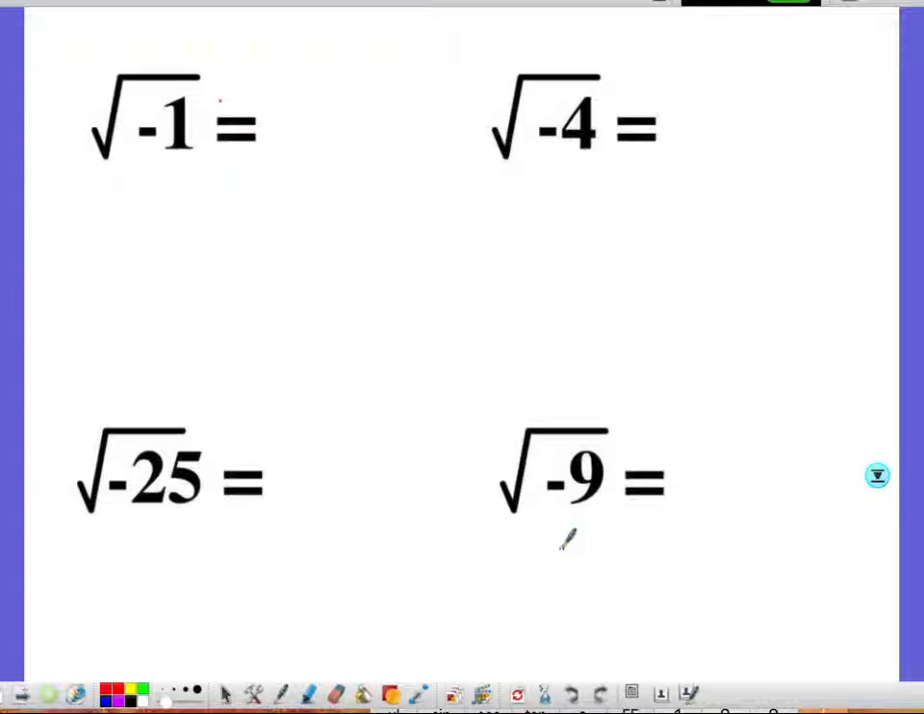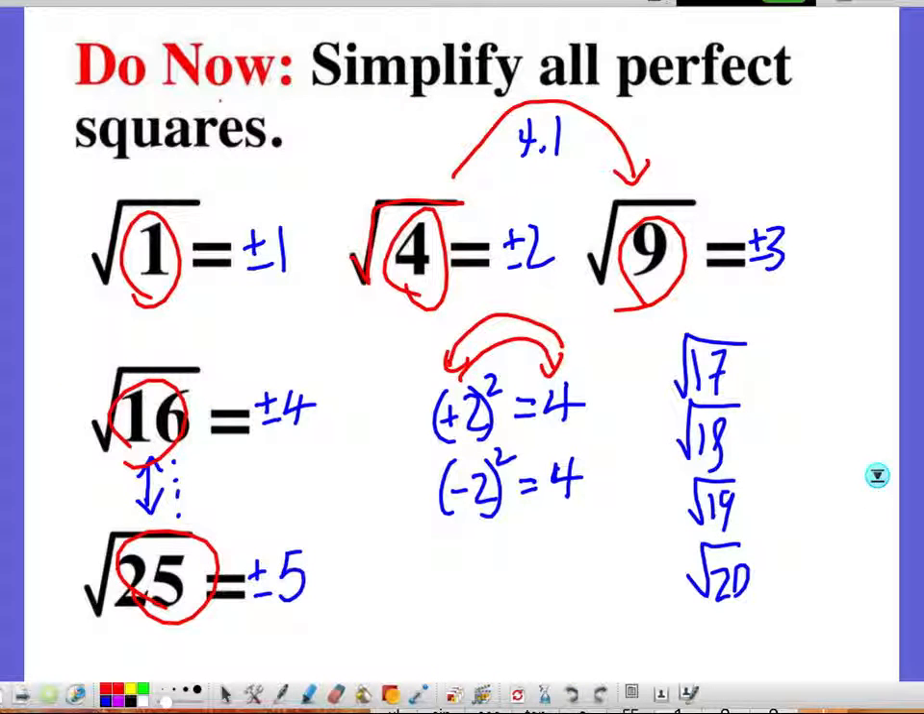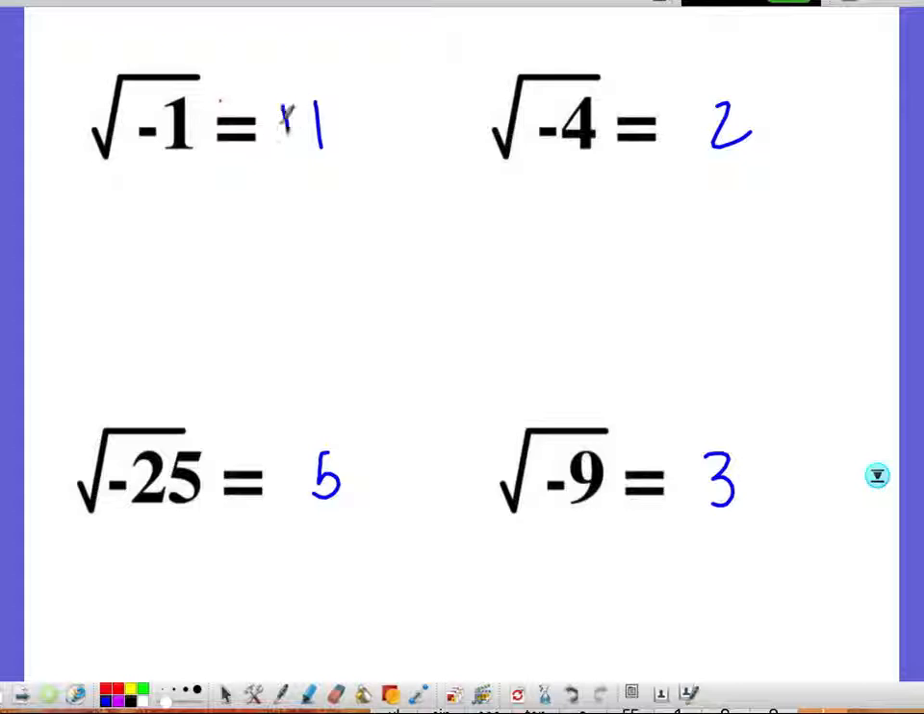So now, I gave this question to my students. So we know how to find the square root, we know the perfect squares. And if we didn't know any better, we'd just say this would be 1, this would be 2, this would be 5, this would be 3. Going all the way back to our perfect squares here. And of course you don't want to forget your plus or minus.